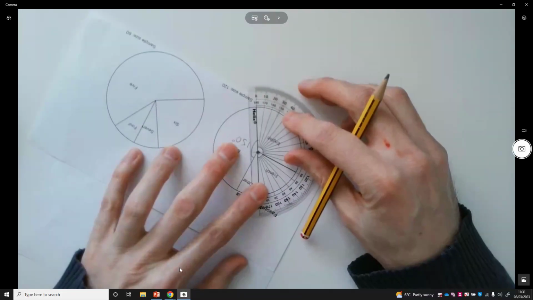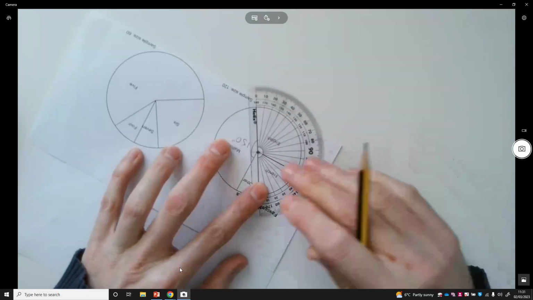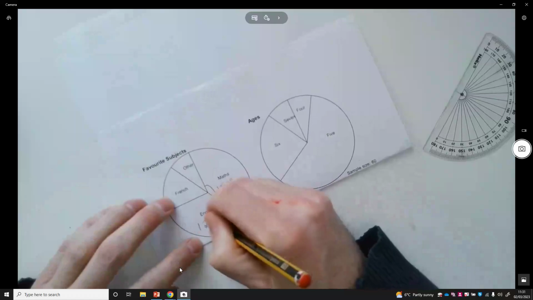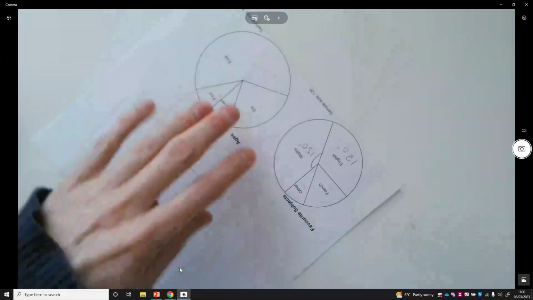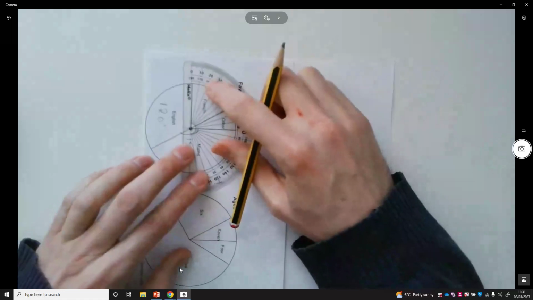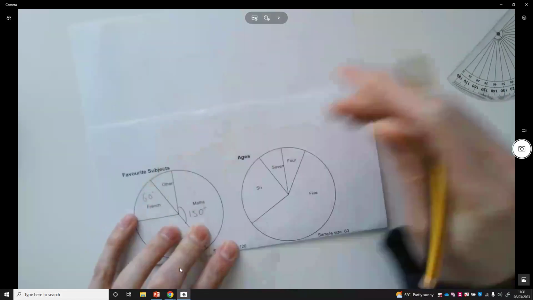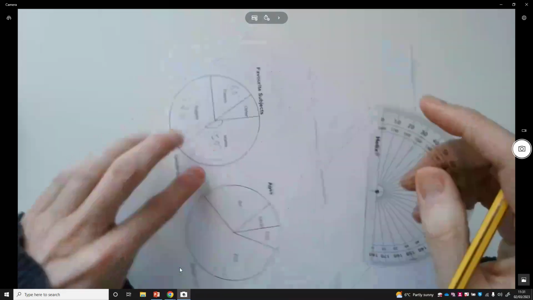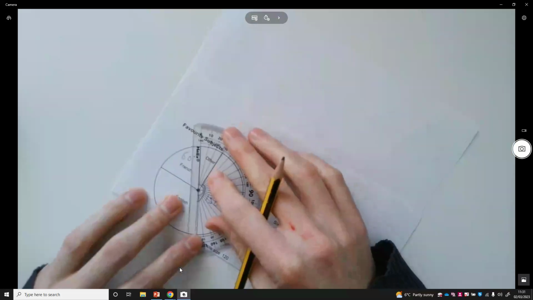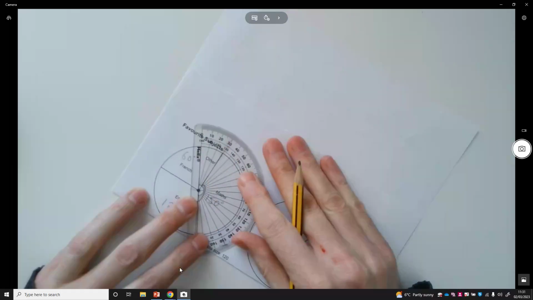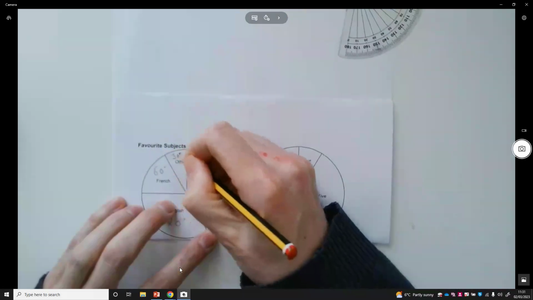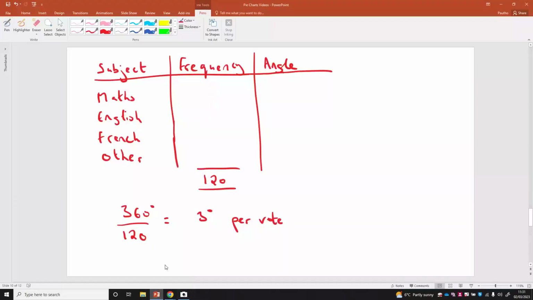If I get it nice and centered, this angle here is 120 degrees, so English was 120 degrees. For the French sector, vertical again, and we measure 60 degrees. And for the other sector, all the way around, we are getting an angle of 30 degrees. Okay, I'll change my equipment over a second and we'll put those angles into our table. PowerPoint first, tablet second. Here we go.